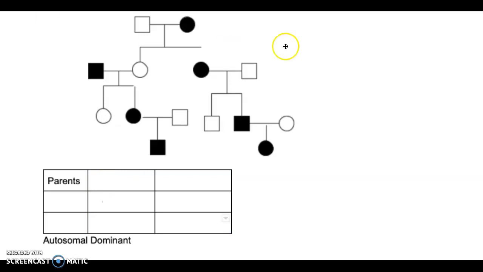Just remember, you need to go through all your options when looking at your pedigrees, and you need to use the Punnett squares to help you.